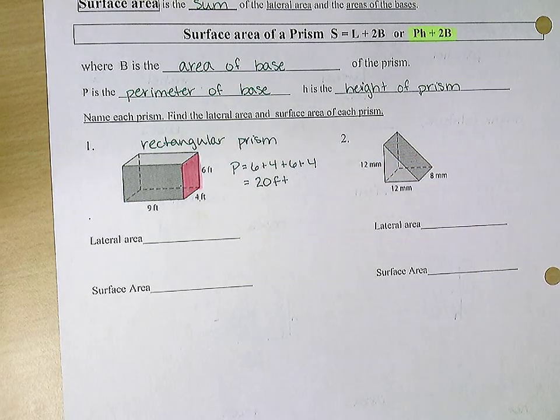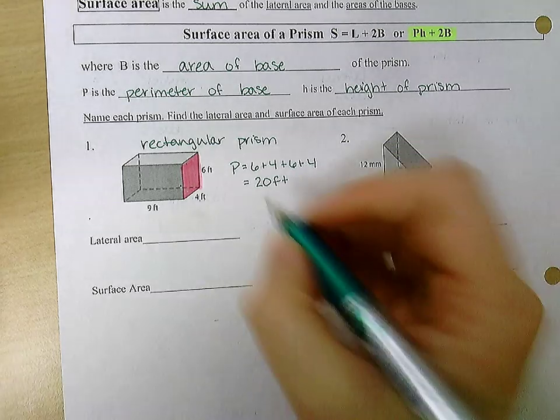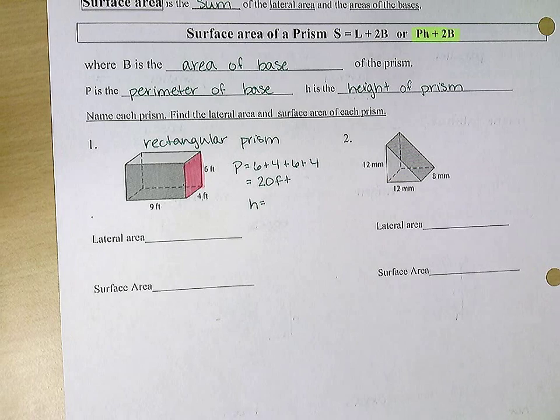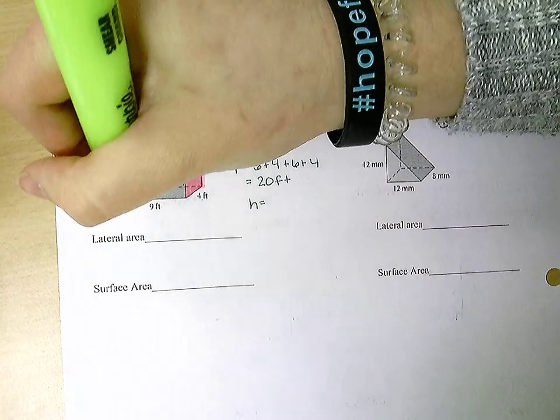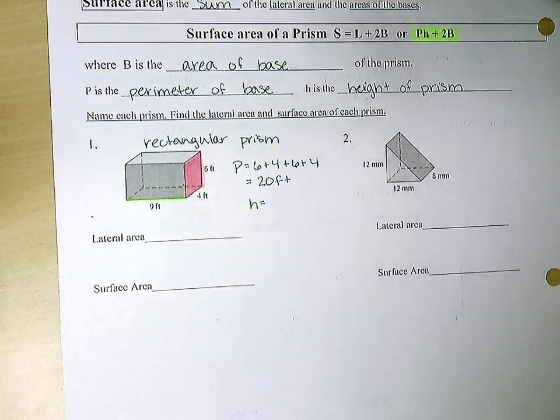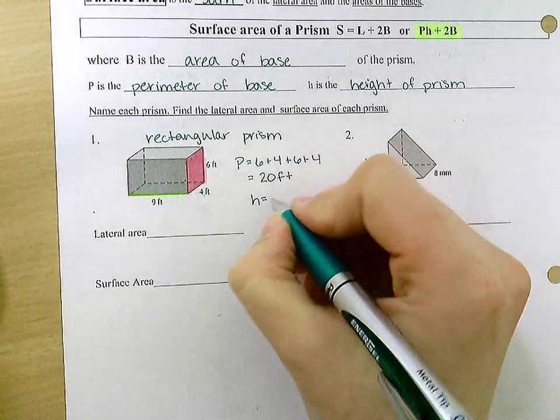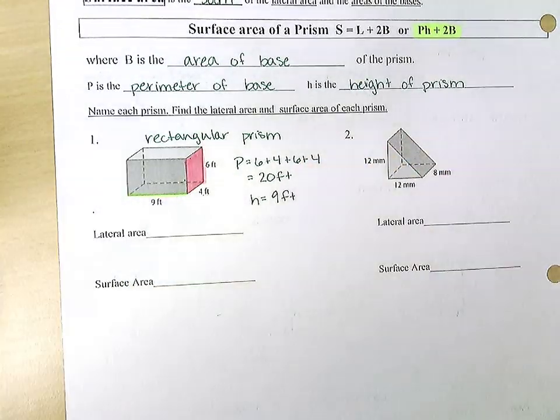Next I need H. H is the height of the prism, so it's the perpendicular distance between your 2 bases. And this one is going to be 9. It is not 6. 6 is part of your base shape, so that cannot be the height of your prism. So the height of our prism is 9 feet.